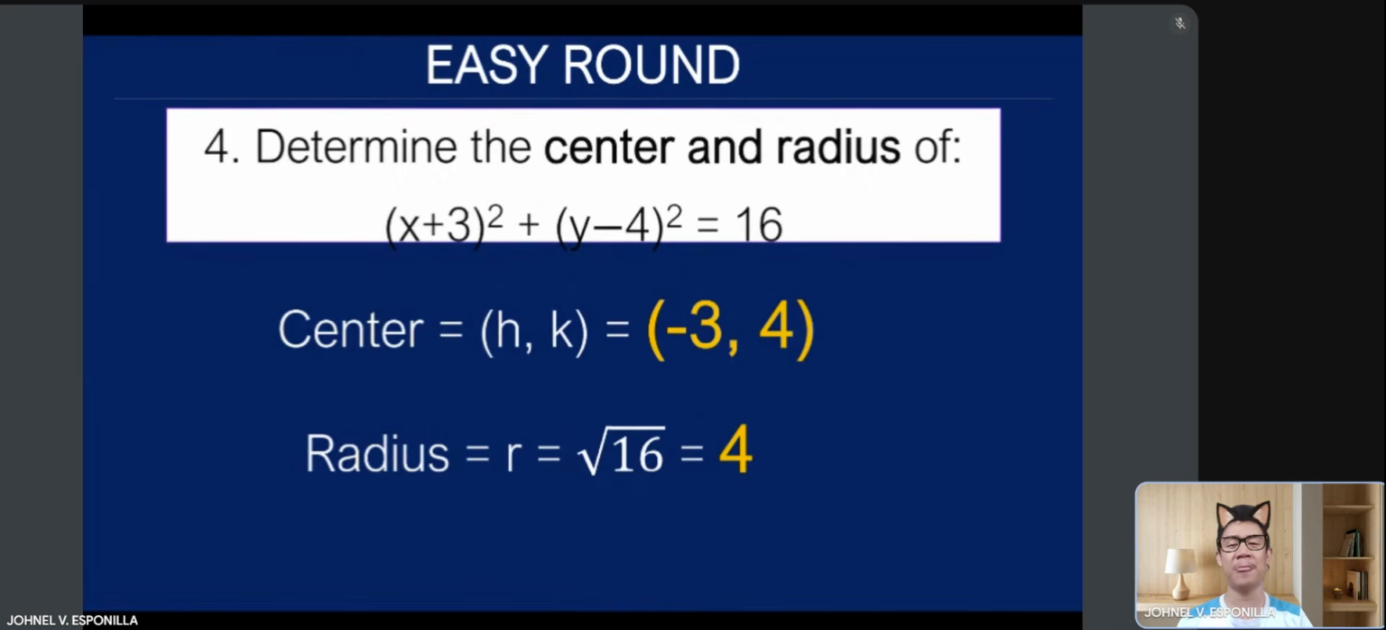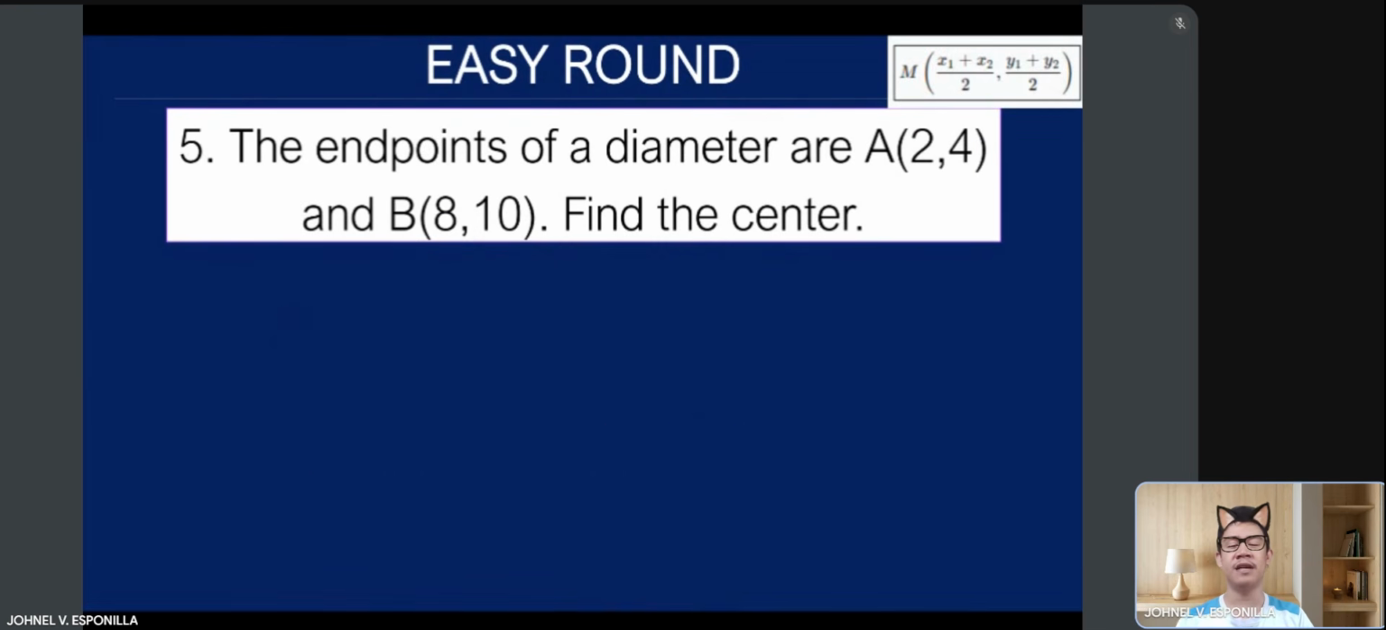Number 5. The endpoints of a diameter are point A (2, 4) and point B (8, 10). Find the center. So dito, ang given po natin is diameter and diameter's endpoint. Yung dulo po ng diameter. That is point A and point B.